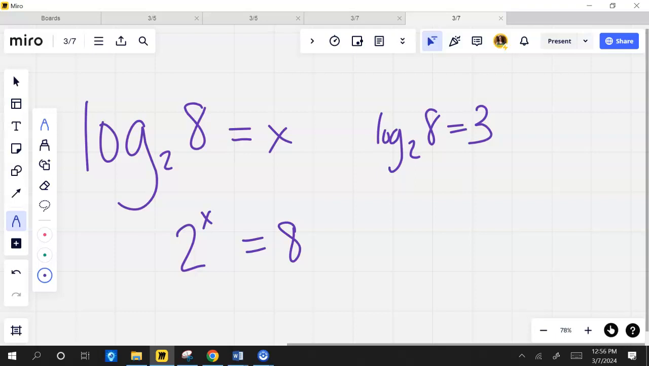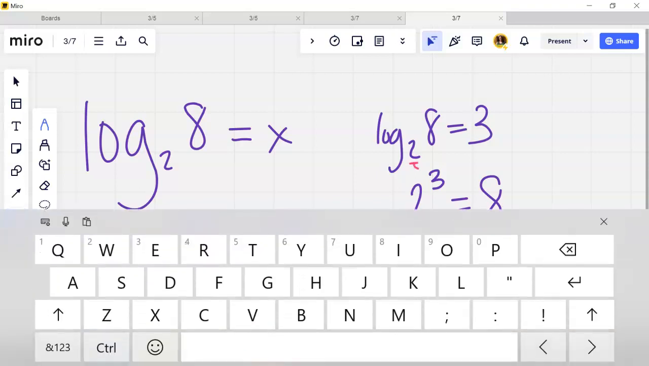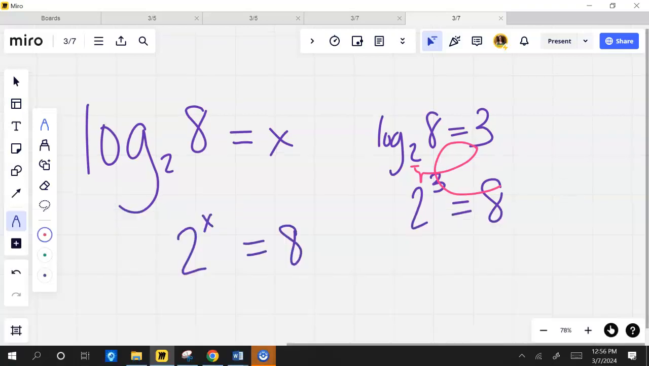Because 2 to the third is 8. So for the log base 2, you just have to see how many times it is multiplied. This is the base. It's raised to this exponent because logs always equal exponents. So 2 to the third equals 8.